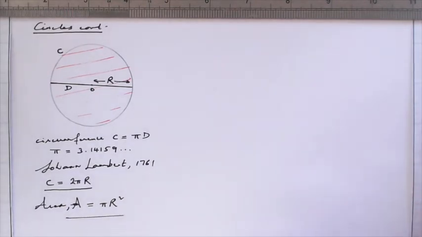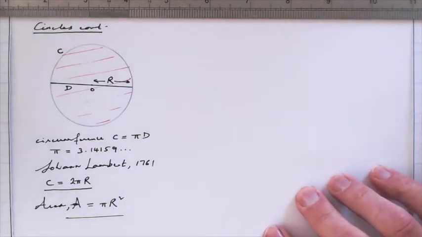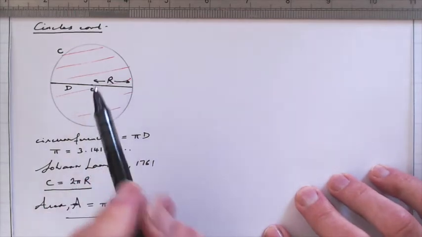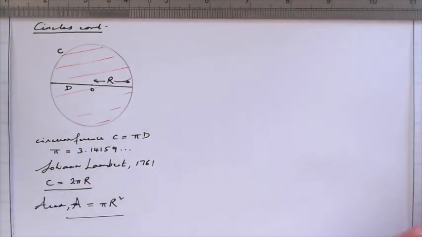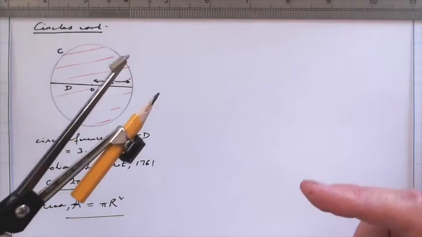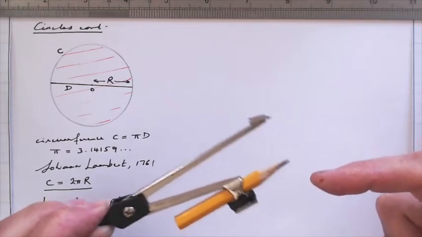Now when I say remarkable, I don't mean the r squared bit being remarkable, because it has to be proportional to r squared. An area of something is a length times a length, and we only have one fundamental length that defines a circle, and it's the length between these two ends of the compass. That's enough to define a circle. So the area has to be proportional to the square of that length.